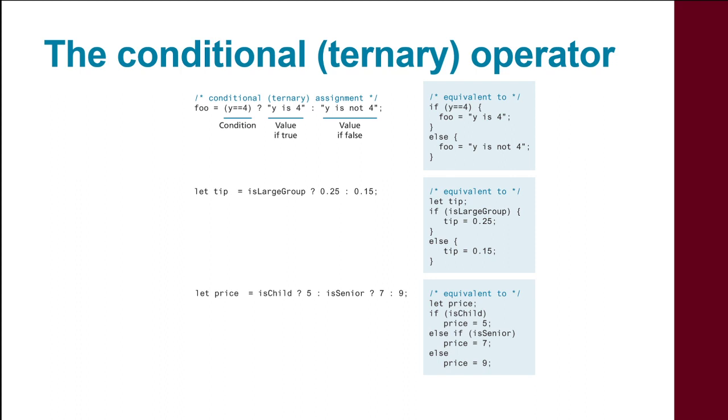With the price. But this has two conditional ternary operators in it. So it's declaring a variable called price, and then setting it equal to: is it a child? If so, set it to 5. If it's not a child, is it a senior? If so, set it to 7. If it's not either of those, set it to 9. So it's the exact same thing as an if else statement.